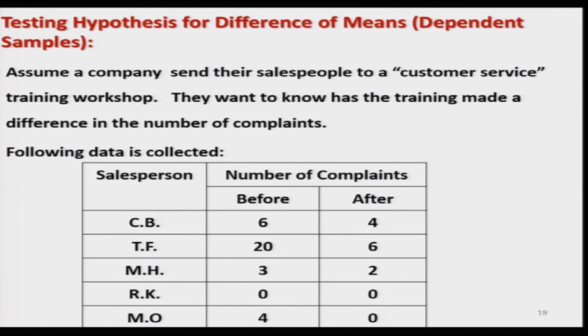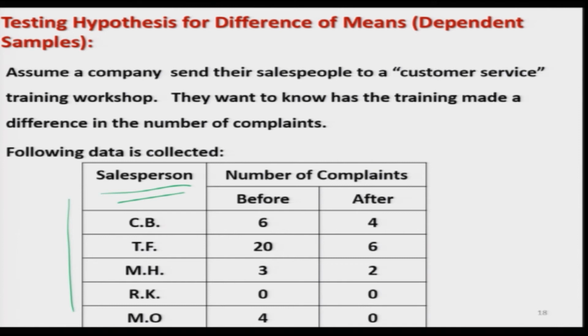Suppose there is a company in which there are some people who are working in customer service. They have to attend some telephone calls, or say complaints, and then they have to attend to them. Now, they try to provide a special training to those people, and then they want to compare whether the number of complaints after the training versus before the training has changed, whether they have become more or less, and so on. So, this company has some salespersons, with names given like CB, TF and so on, whatever you want.